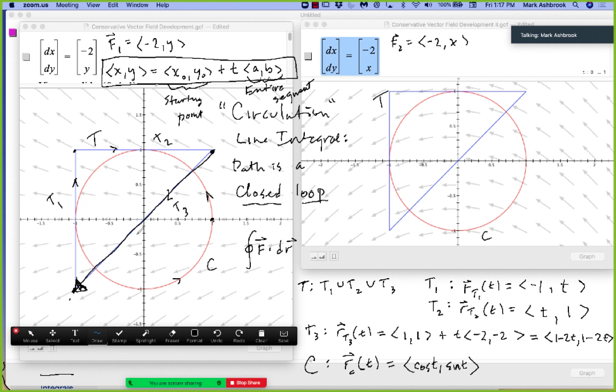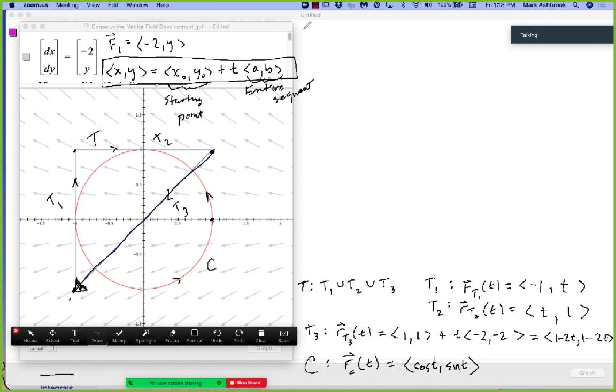So we're gonna do the circulation of path T and path C through F1, and then the circulation of T and C through field 2. So we'll do field 1 first. F1 is negative 2y, and we're gonna do the circulation over t. So what will computing this line integral look like for the triangular circulation integral?